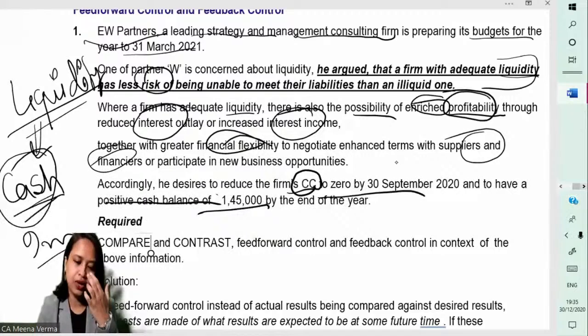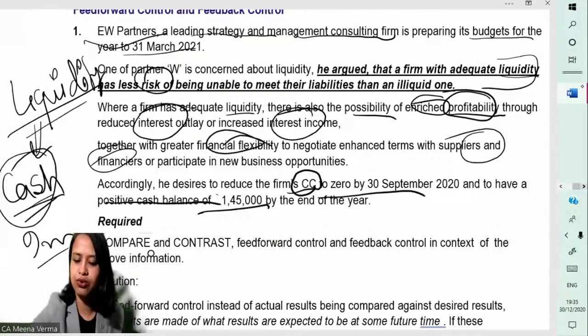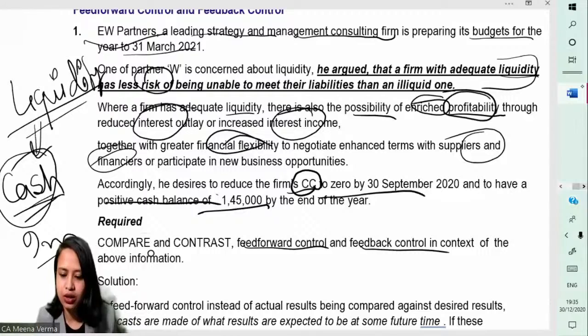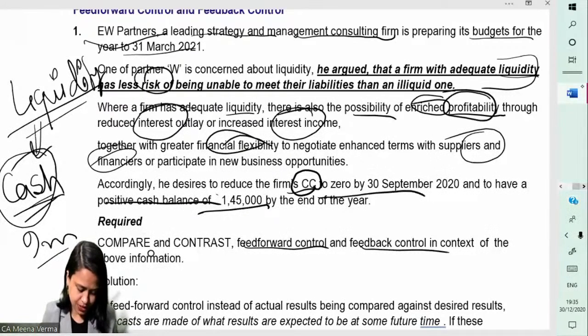Now they are saying: compare and contrast feed forward control and feedback control in context to the above information. How will you apply feed forward control? How will you apply the feedback control system at this place? Do you want to give me the answer?